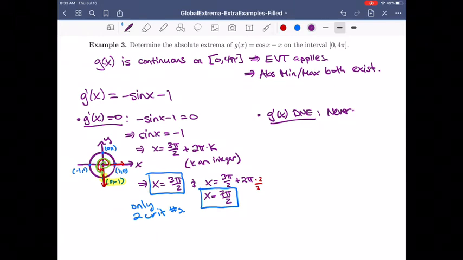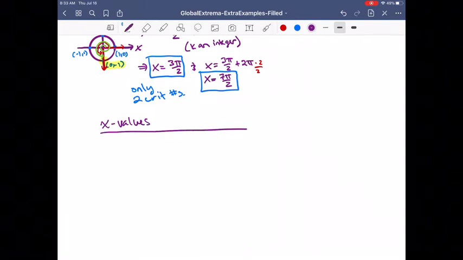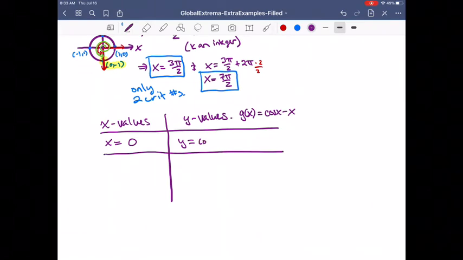So now we just want to check. We can make our table. So we have our x values, and then we want to compute our y values. Okay, so the first part is when x is 0. So g of x is cosine x minus x. So when x is 0, cosine of 0 minus 0, cosine of 0 is 1. So the y value is going to be 1.